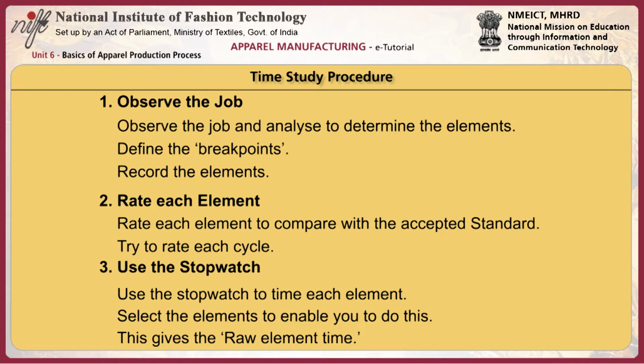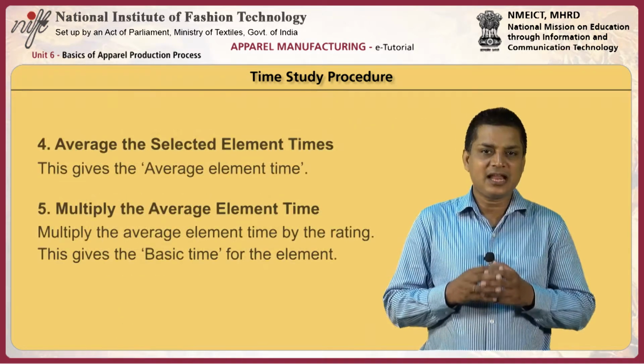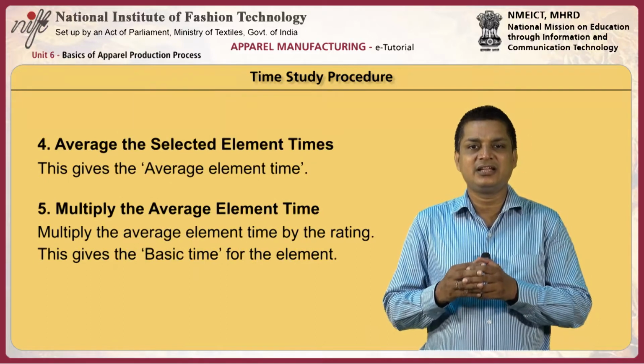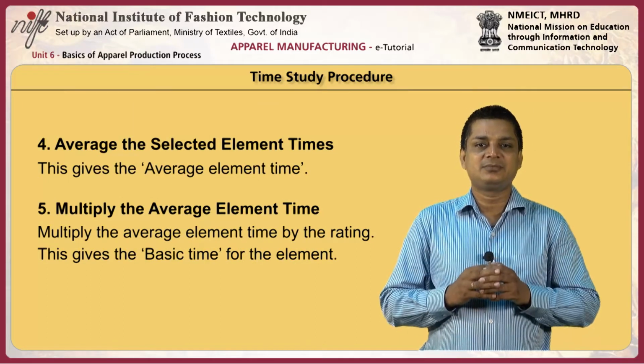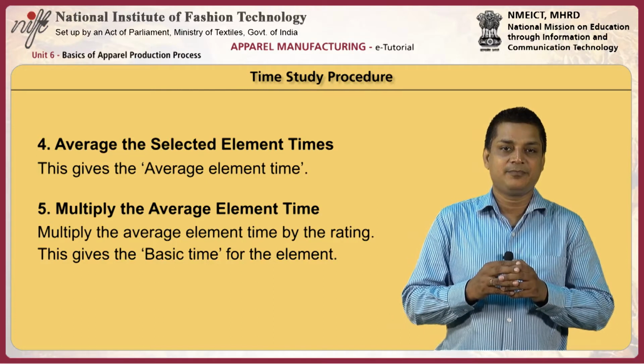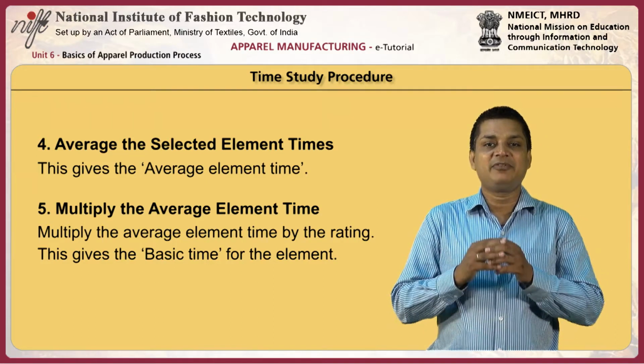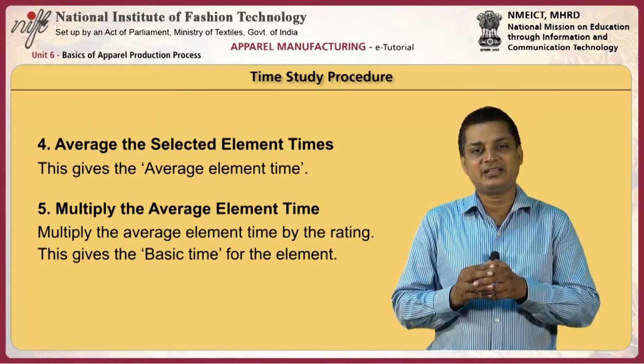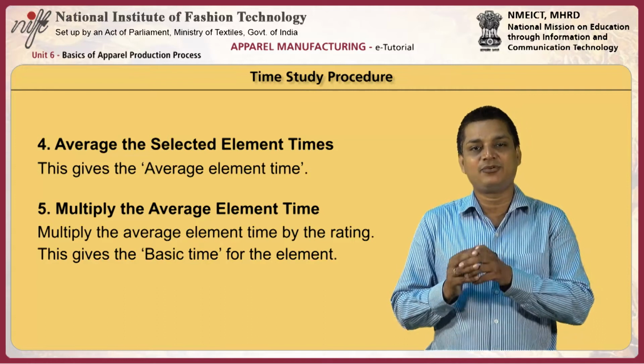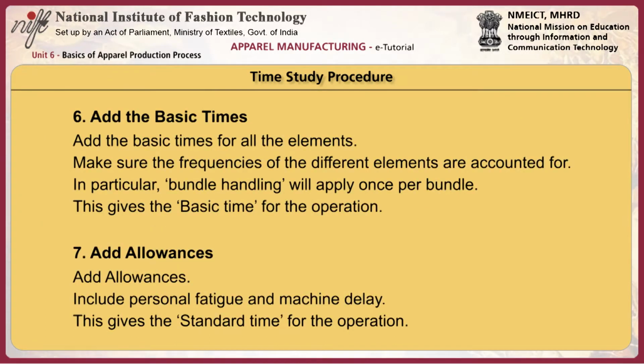This gives the raw element time. Calculate the average of the selected element time. This gives the average element time. Multiply the average element time by the rating. This gives the basic time for the element. Add the basic times for all the elements. Make sure the frequency of the different elements is accounted for. In particular, bundle handling will apply once per bundle.